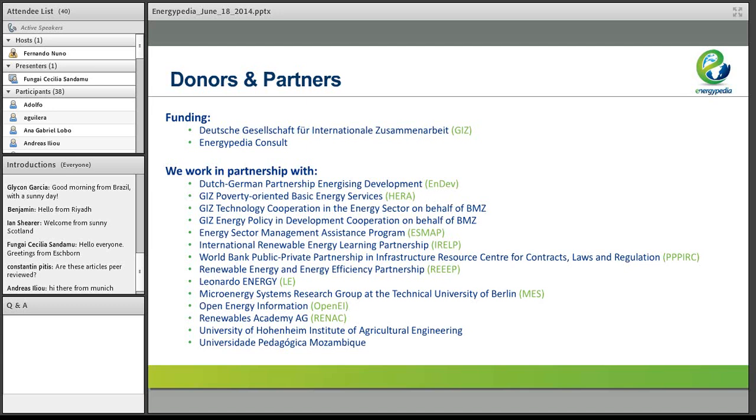I touched a little bit on our funding structure. Energypedia is funded by a grant from the Deutsche Gesellschaft für internationale Zusammenarbeit, that's the GIZ, and this is a 3-year grant that allowed us to start operations. But besides that, we have a subsidiary consulting firm called Energypedia Consult, which develops IT applications for monitoring and evaluation and knowledge management. And basically, the profits from the subsidiary company also help to keep this initiative going.